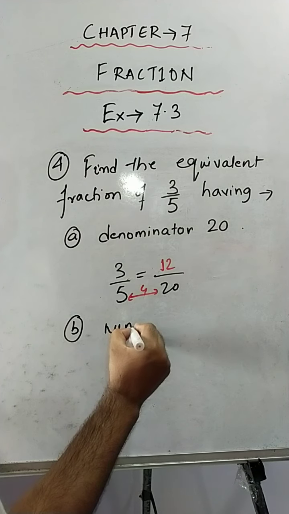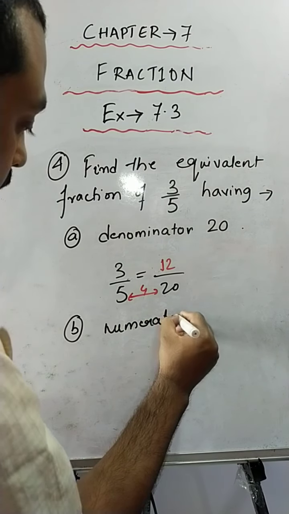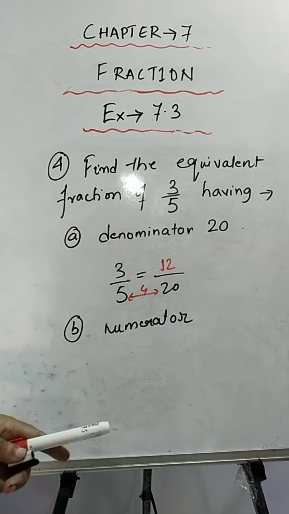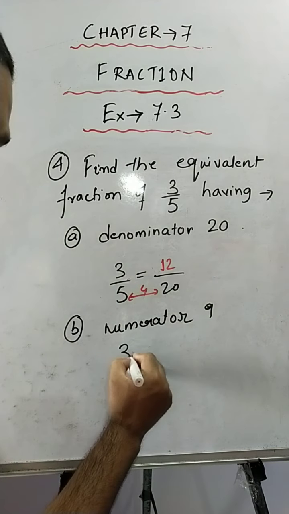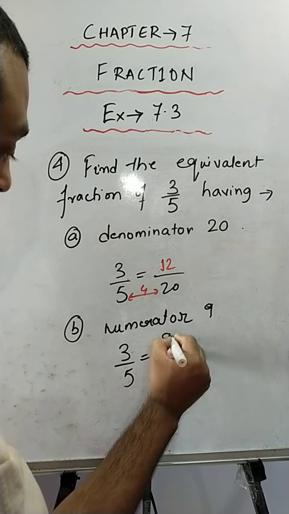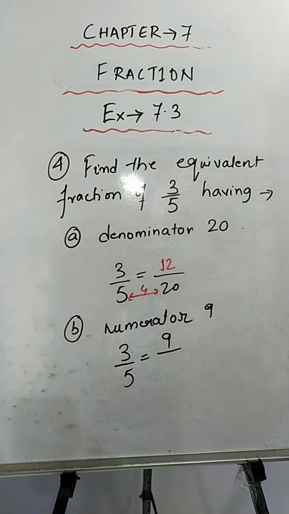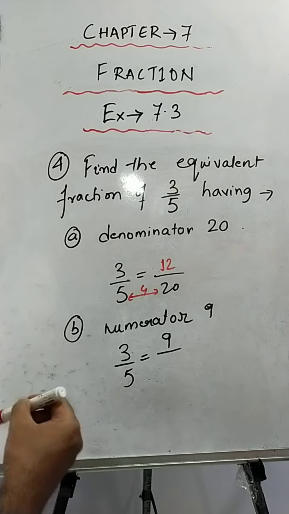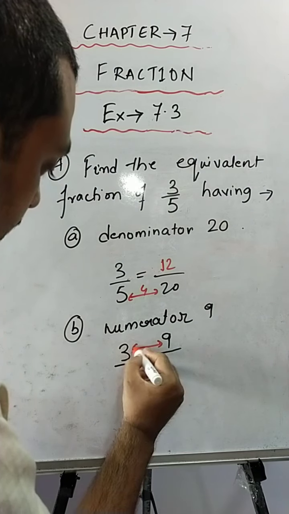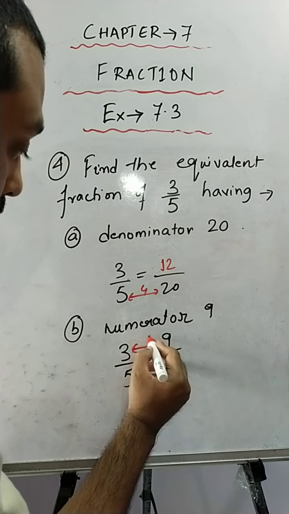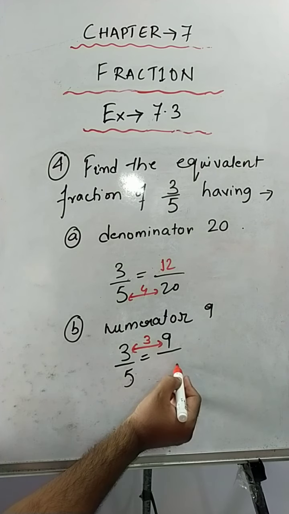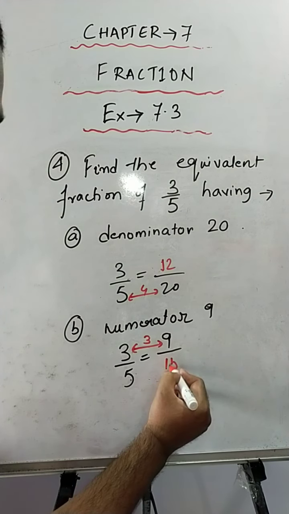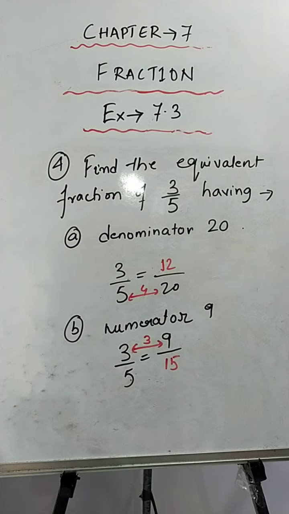Numerator. Now this time numerator is given. So numerator is what given? Numerator 9. So numerator 9 is given. So again you have to write this fraction. So this time numerator is given. Now you have to find the denominator. So again same thing you have to do. So you have to find the relation between 3 and 9. That means 3 into what is 9? 3. So now we have to multiply 5 with 3 to get this number. 5 3s are 15. Understood?